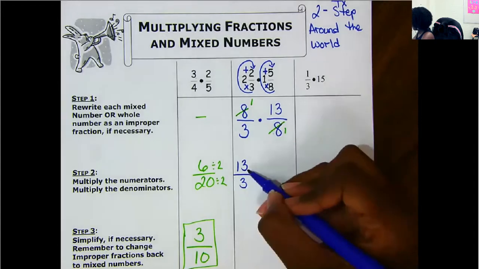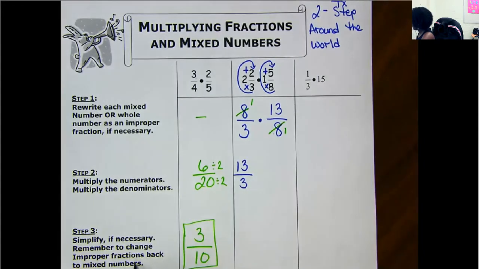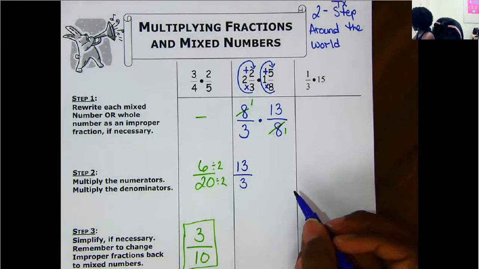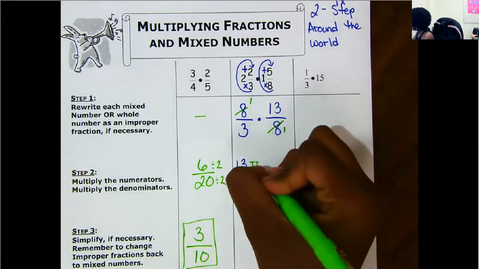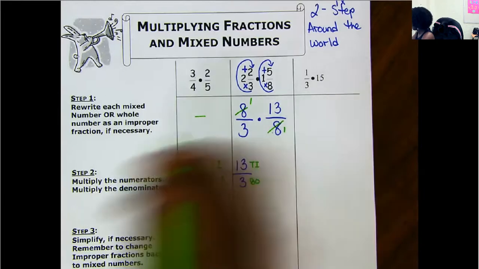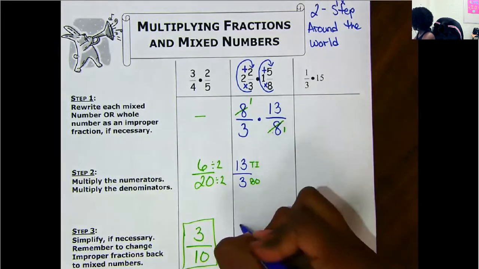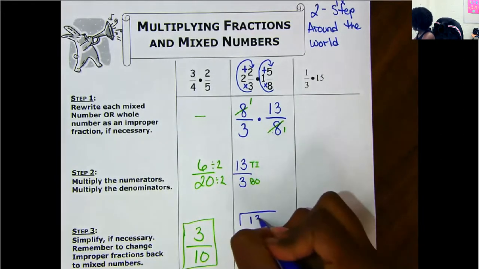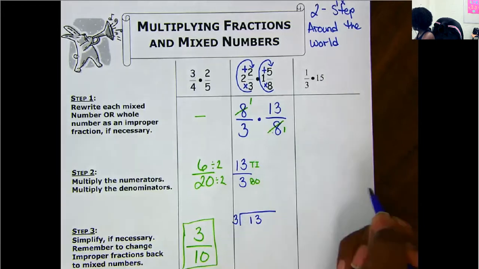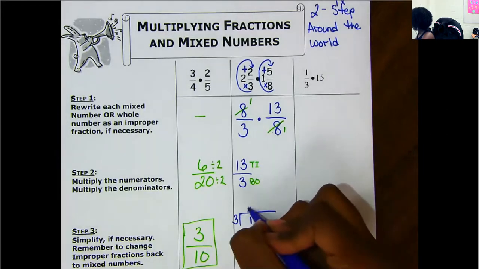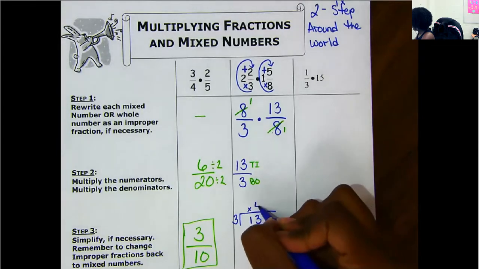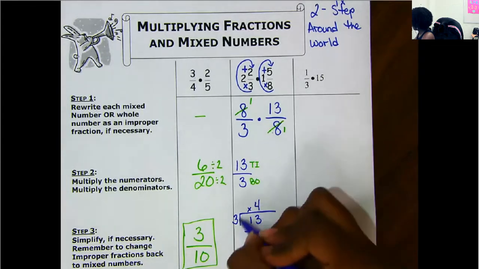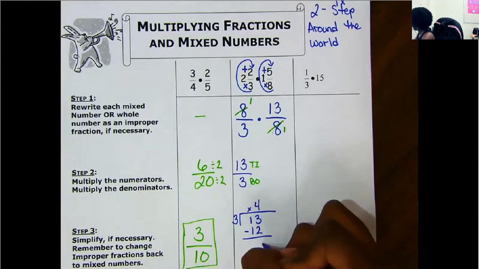It's improper. I need to change it back. How do I do that? Tie bow. Top in, bottom out. Top in, bottom out. 3 will not go into 1. It will go into 13 4 times. 3 times 4 is 12, with 1 left over.